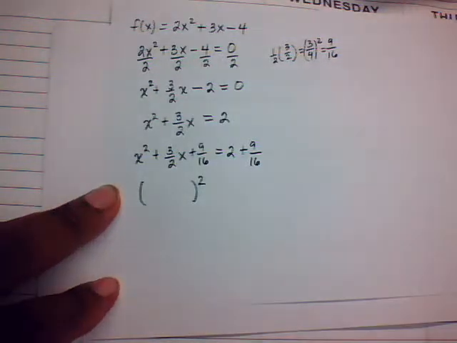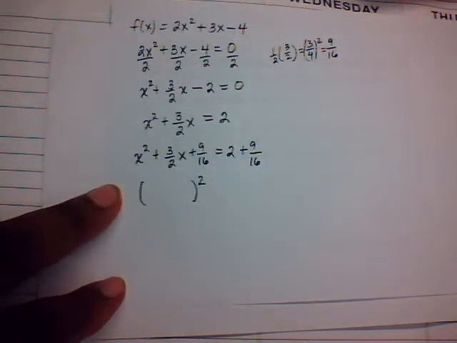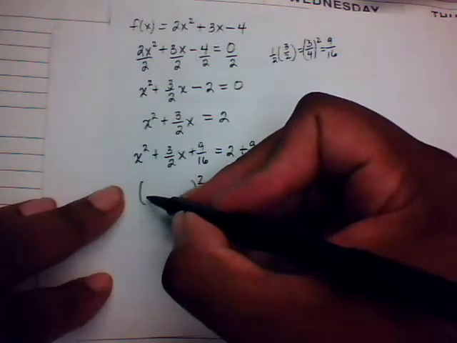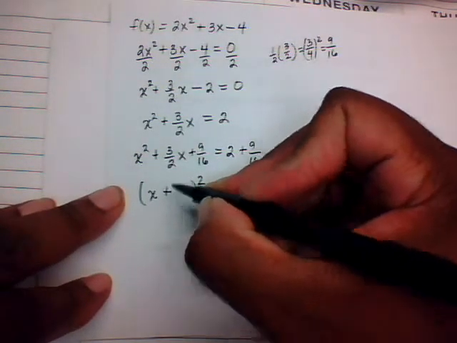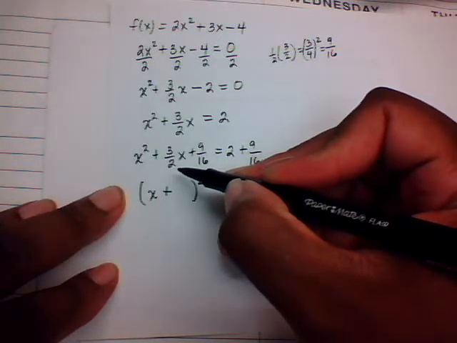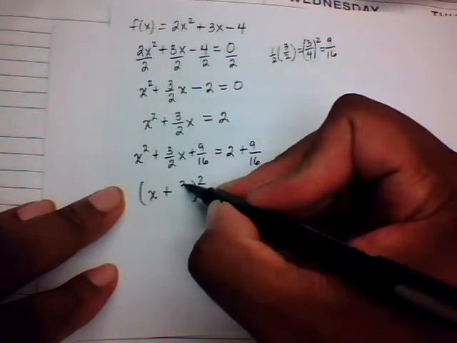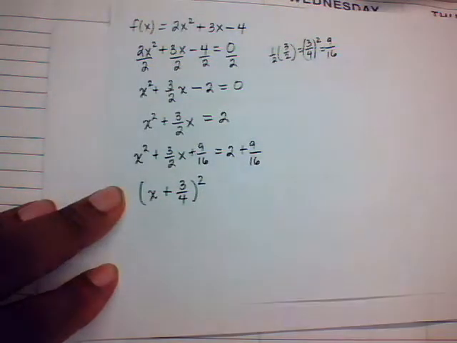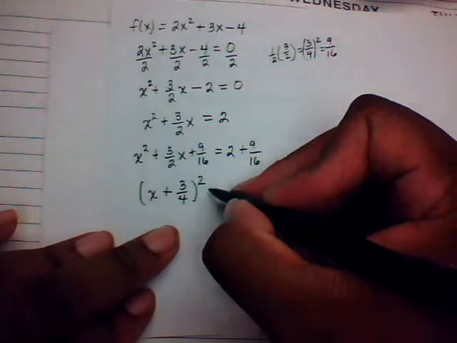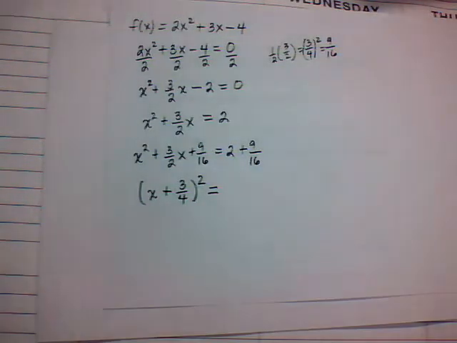Now, x squared plus 3 halves x plus 9 over 16 can be factored, is a perfect square trinomial. It can be factored as this. We know we're going to have an x, then plus, because the middle term is a plus. Take 1/2 of 3 over 2, that's going to give you the 3/4 that goes here. So we have x plus 3 over 4 quantity squared. That's going to be equal to, now this one's a little bit tricky.